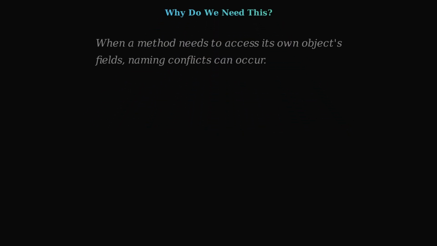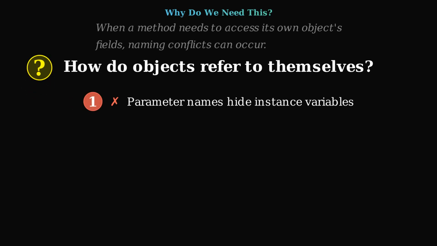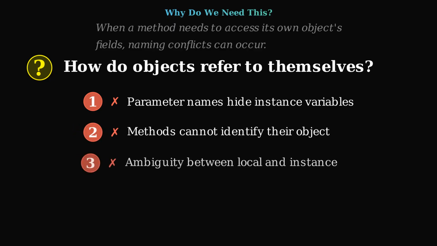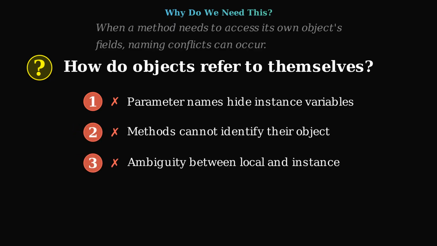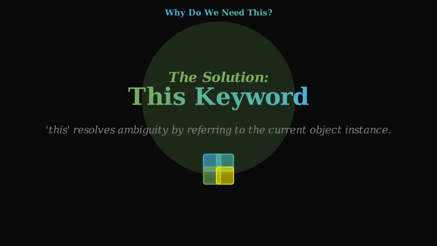When a method needs to access its own object's fields, naming conflicts can occur. How do objects refer to themselves? Parameter names hide instance variables. Methods cannot identify their object. Ambiguity between local and instance. This resolves ambiguity by referring to the current object instance.